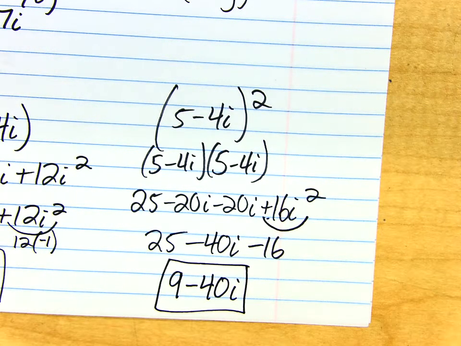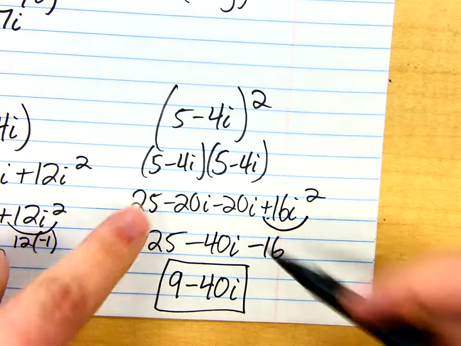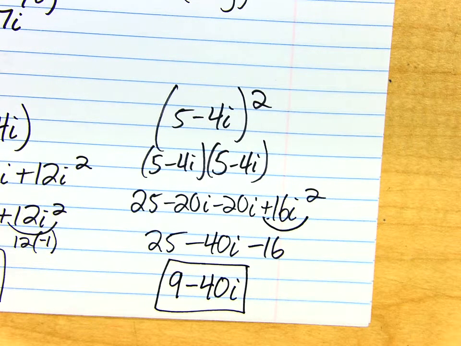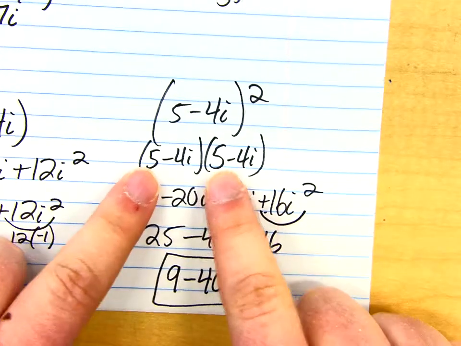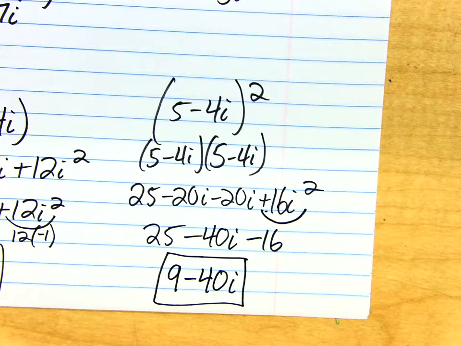Please be careful. If you have a binomial squared, you have to FOIL it. Me, personally, I have to write it out. That's just the way my mind works. I can't even do it in my head. I might be able to if I was hard-pressed, but I like to write it out. I like to see it. I like to do first, outside, inside, last. And then I know I'm doing it right. I know I didn't miss anything.